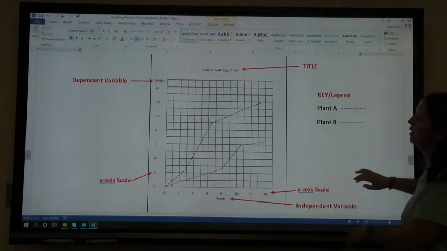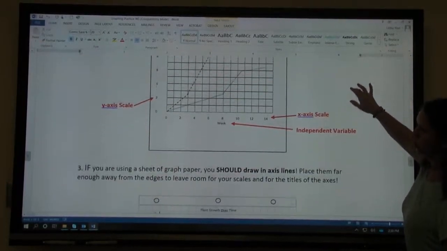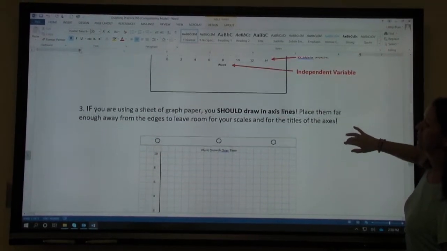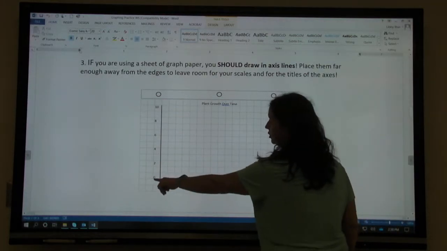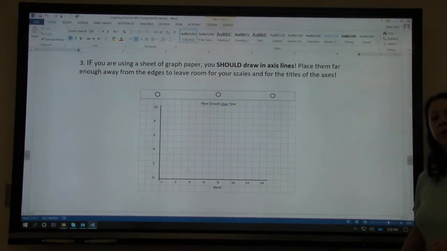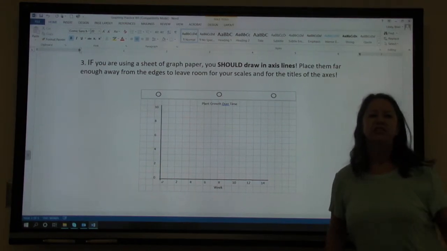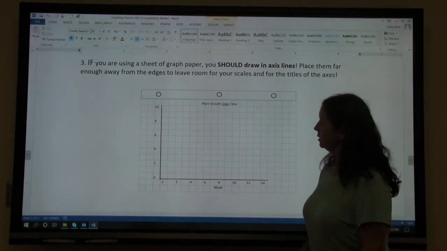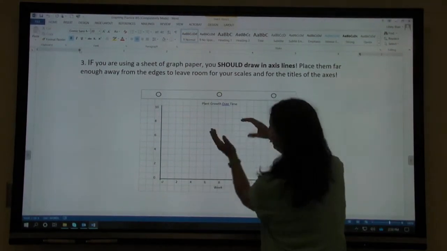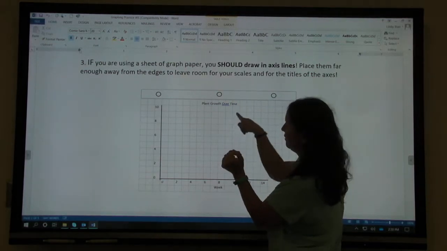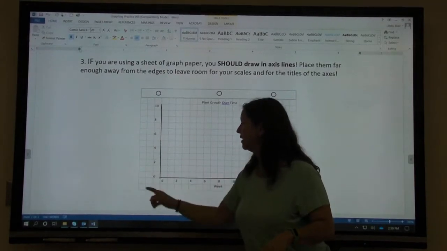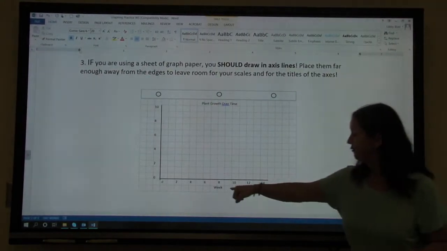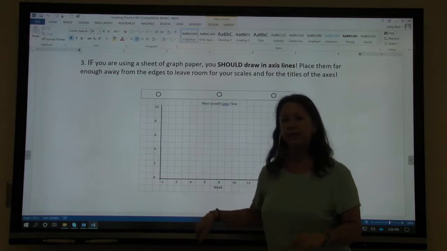Now, if I tell you to use your own graph paper, you have to write the numbers in the graph, but I want you to get it as close to the edges as you can get it. Don't come right up here and give me a little bitty graph right here. Don't do that. Go as far to the edges as you can and still have room to write your information.